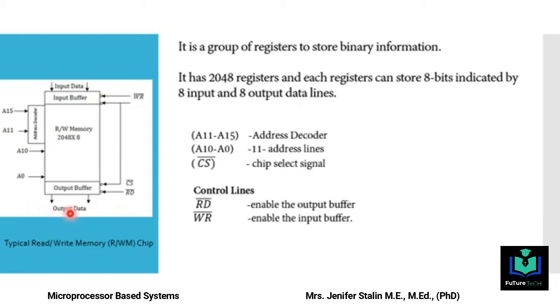Imagine that you have a microprocessor here, and the memory is connected to it. When the microprocessor wants to read data from the memory, it uses the read signal, which is connected to the output buffer. When the microprocessor wants to write data, it uses the write signal and the input buffer. By means of the input buffer, the microprocessor writes the data into the memory.